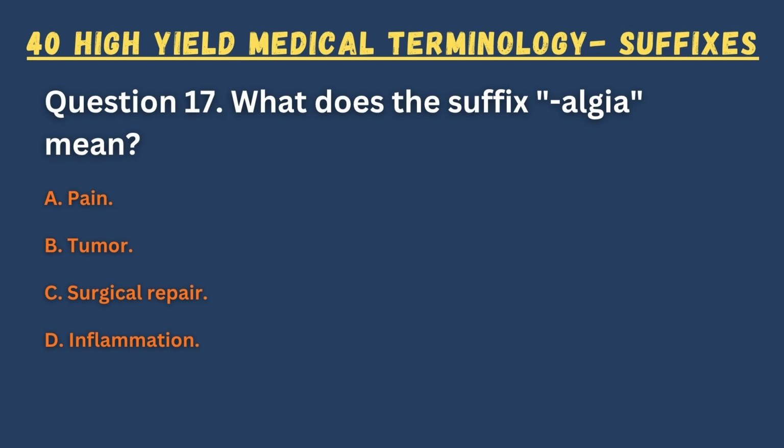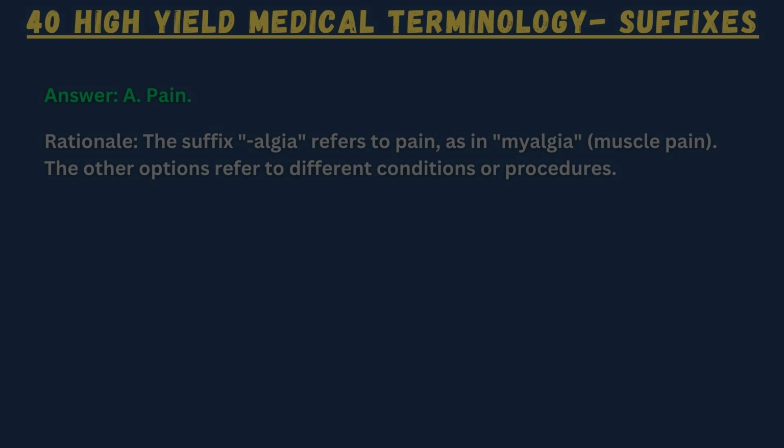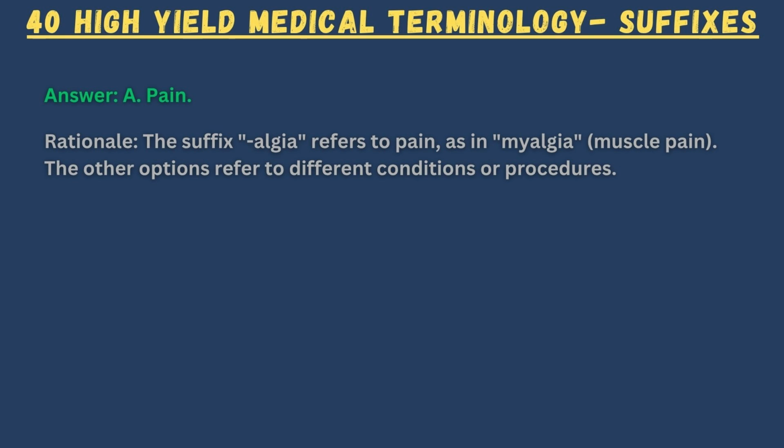Question 17. What does the suffix -algia mean? A. Pain. B. Tumor. C. Surgical repair. D. Inflammation. Answer: A, pain. Rationale: the suffix -algia refers to pain, as in myalgia, muscle pain. The other options refer to different conditions or procedures.